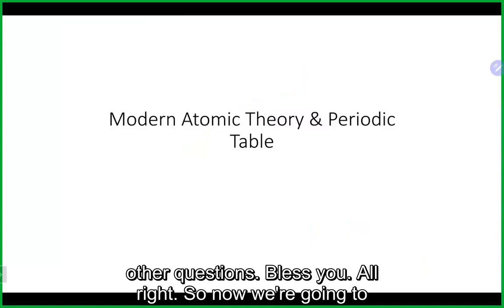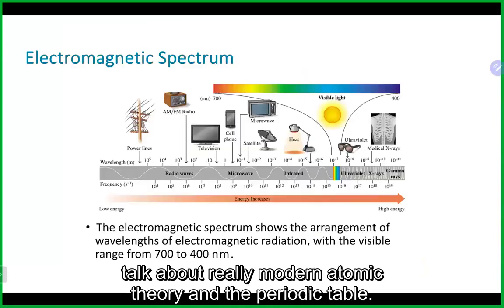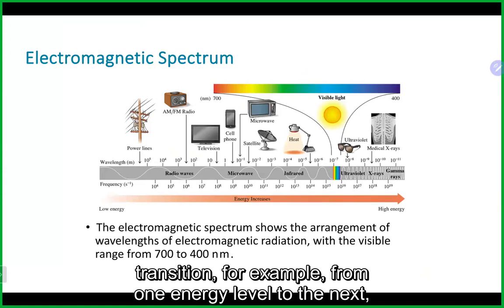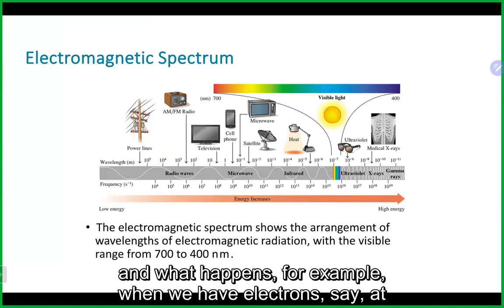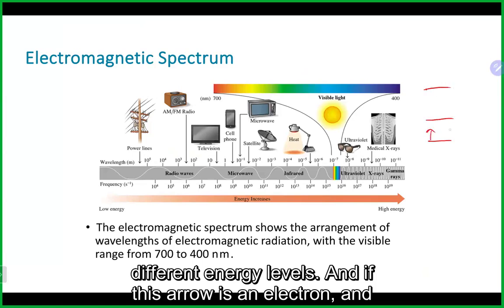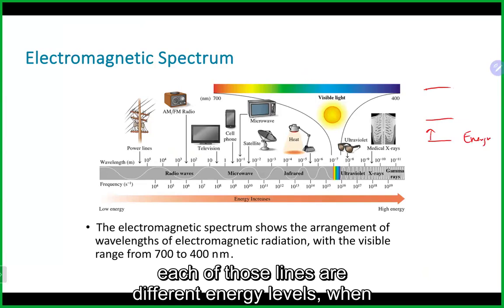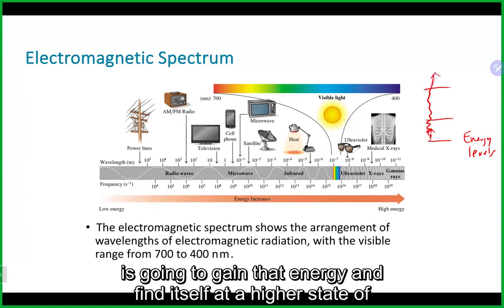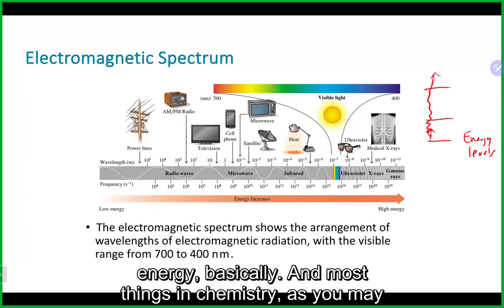All right, so now we're going to talk about really modern atomic theory and the periodic table, and really we're going to talk about electrons as they transition, for example, from one energy level to the next. Say this arrow is an electron, and each of those lines is a different energy level. When you excite an electron and add energy to it, that electron is going to gain that energy and find itself at a higher state of energy.